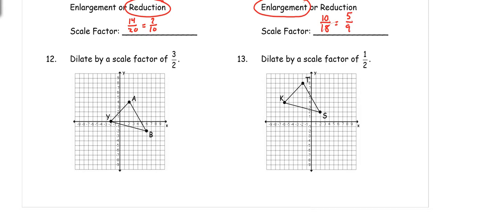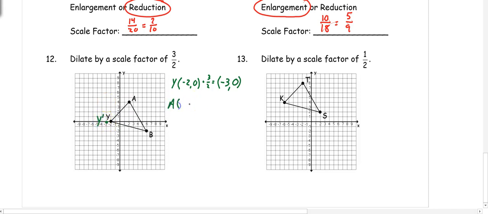Lastly, we can take coordinates and we can dilate by a scale factor. So we're going to take the coordinate of each of these and multiply by 3/2. So if our y coordinate is currently -2, 0, we're going to multiply both coordinates by 3/2. So -2 times 3/2 gets us -3, and then 0. So we're going to go to negative 3, 0, and this is our new y coordinate. We're going to call it y prime.